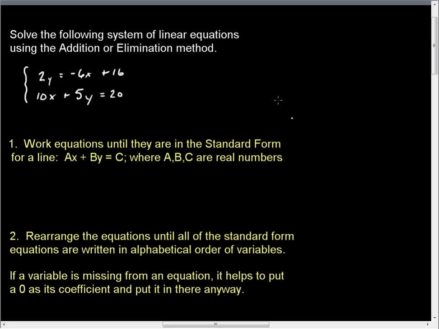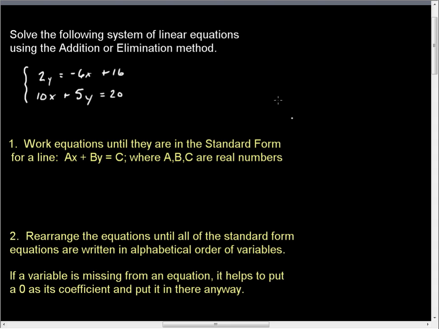In this video, we're going to take a look at solving systems of linear equations with the addition or elimination method. Your book may refer to it as addition or elimination, depending on your book. I will refer to it as elimination because it tends to meld in better with Gaussian elimination for matrices, since they are effectively the same thing.